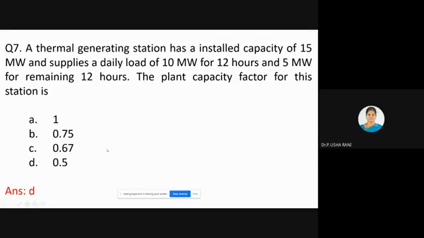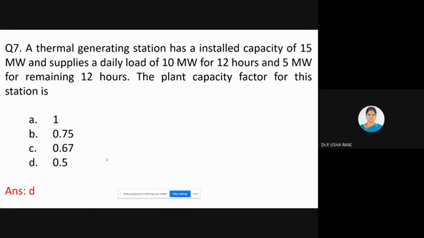Next one, a thermal generating station has an installed capacity of 15 megawatt and supplies a daily load of 10 megawatt for 12 hours and 5 megawatt for remaining 12 hours. The plant capacity factor is how much? They have given 4 options. In the 4 options, option D is the correct one. You have to work out and prove.